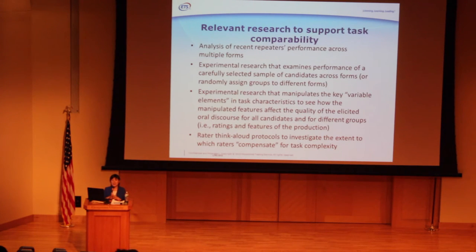And here are just some examples of research that can be conducted to support task comparability, like analysis of repeaters' performance, experimental research that examines performance of a selected sample of candidates across different forms, or even an experimental study where you manipulate some of the task characteristics and see how they actually impact the quality and also the scores for different groups. And rater think-aloud protocols to understand to what extent raters actually compensate for task complexity based on the very explicit instructions that they are provided in rater training.